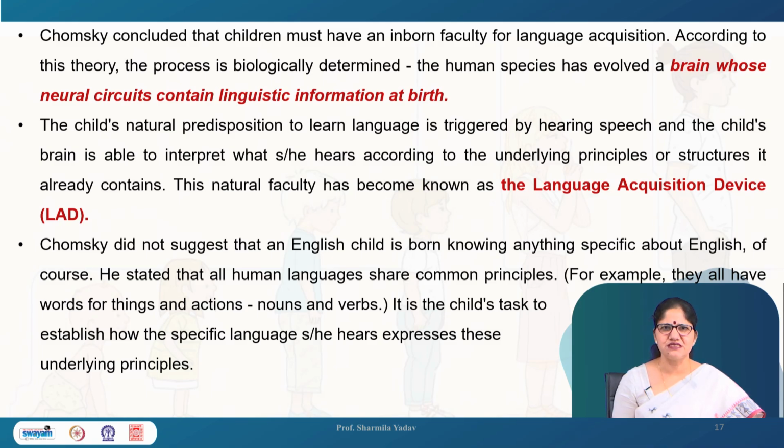Chomsky did not suggest that an English child is born knowing anything specific about English, of course. So he stated that all human languages share common principles. For example, they all have words for things and they all have words for actions, that is, nouns and verbs. It is the child's task to establish how the specific language he hears expresses these underlying principles.